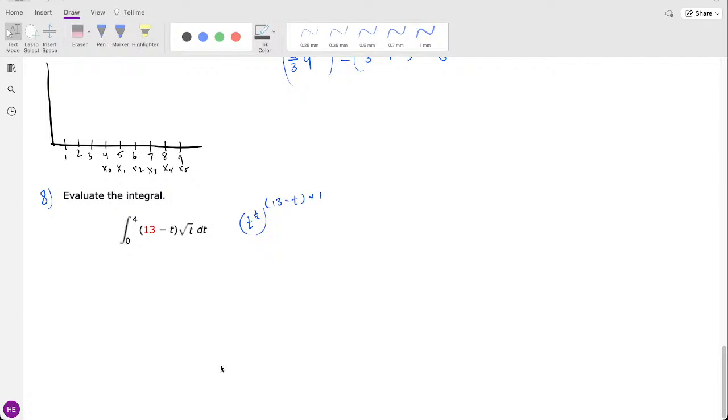Okay. How to take the antiderivative of a product. Why are there so many ads?